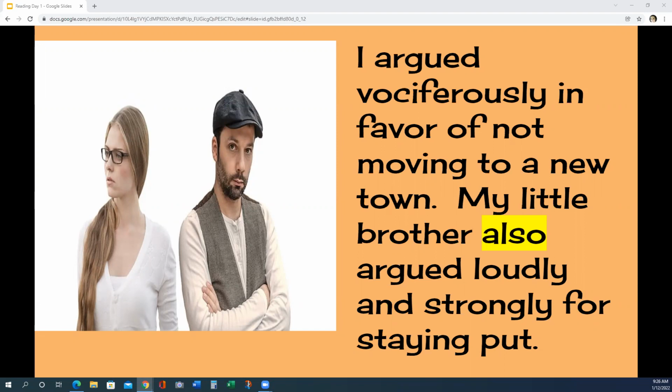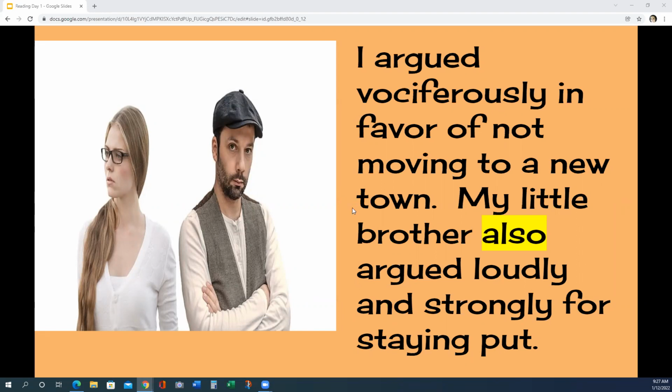I argued vociferously in favor of not moving to a new town. My little brother also argued loudly and strongly for staying put. Okay, do we know? Some of you might know what vociferously meant. That's one of those words that may not be used that often, so most people won't know that word.